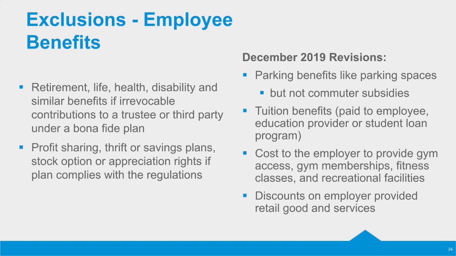Then in December of 2019, there were revisions to the regular rate regulations that clarified that certain benefits, like parking benefits, such as parking spaces, but not commuter subsidies, could be excluded. And tuition benefits, no matter how they're paid, whether they're paid to the employee, the student loan program, or the education provider, can be excluded.